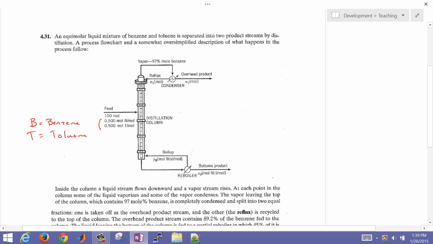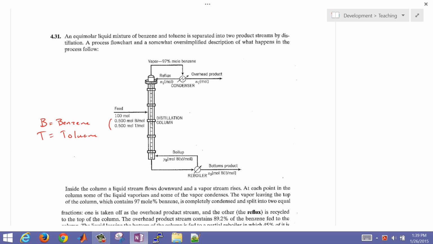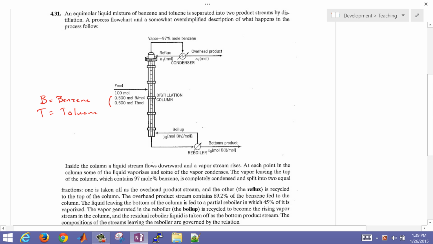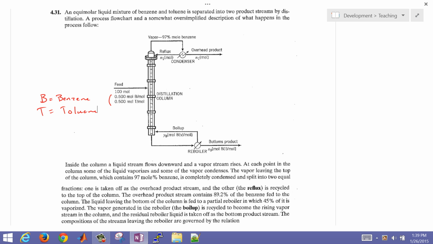This is, as it says in the problem, a little bit oversimplified description of what actually happens in this process. We're going to do our problem with this one, just doing the analysis on the simplified column. Inside the column, a liquid stream flows downward. Our liquid is going to flow down, and the vapor stream is going to rise. So liquid coming down the column and vapor stream going up the column.